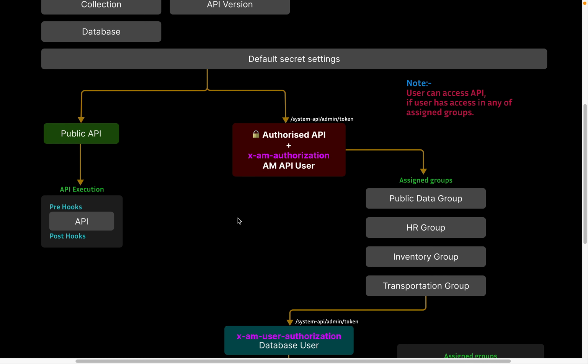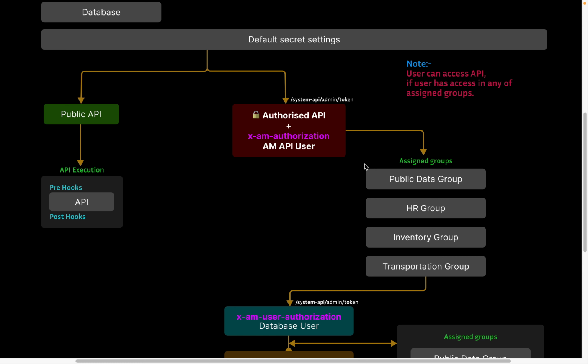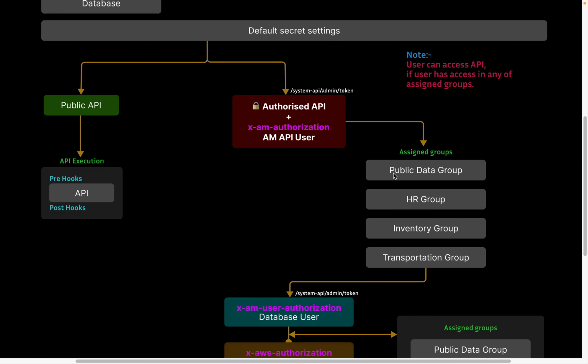In case of authorized API, the X-AM-Authorization header is required. When API Maker receives that header, it will open that token and extract API user information from that. Based on the API user, API Maker will receive the number of groups assigned to that API user. If we have given permission to hit that API in any of these groups, the user can hit that API.